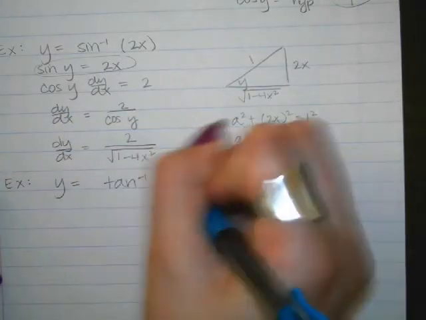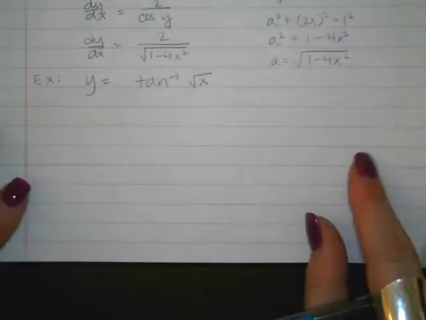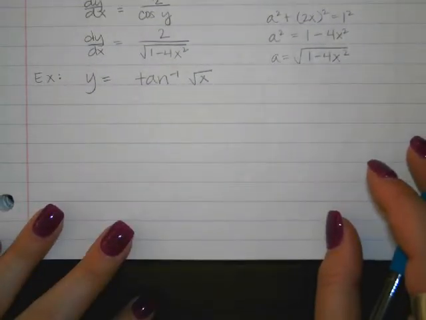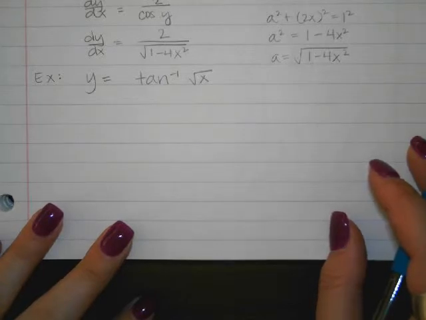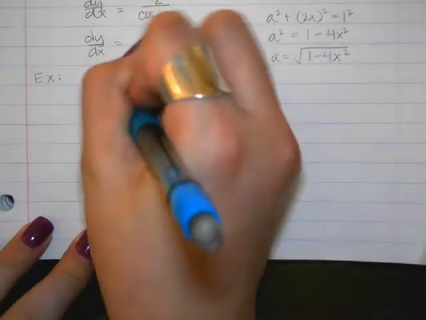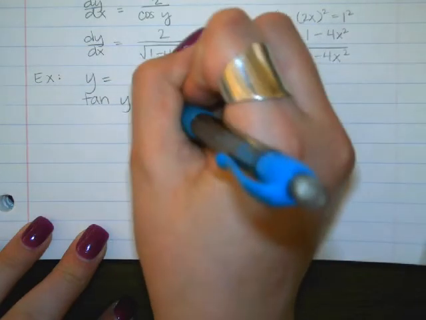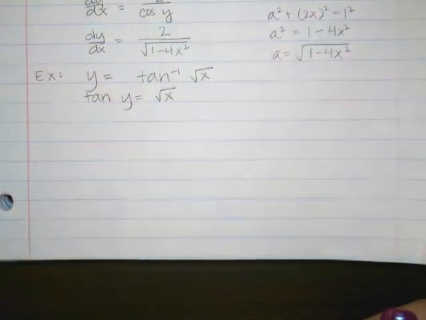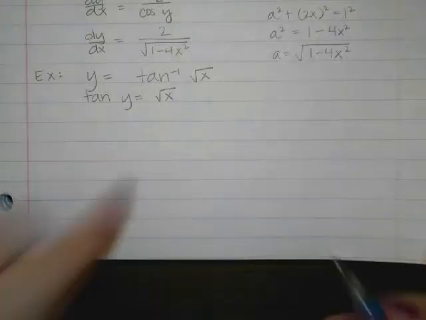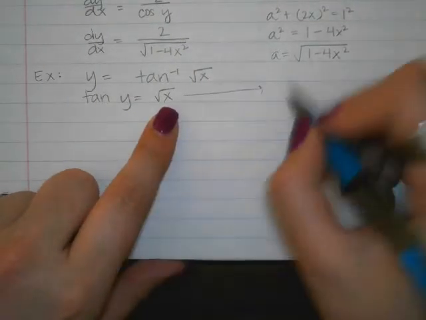Okay, let's try. We'll do tan inverse of the square root of x. So what do we do first? Yeah, tan both sides. So tan y equals the square root of x. Do you guys like drawing your triangle now, or do you like waiting till the end? Waiting, because I get confused. Now, because it gets confusing. Okay, so this is going to be my triangle information.